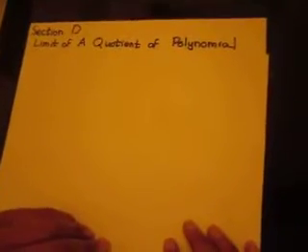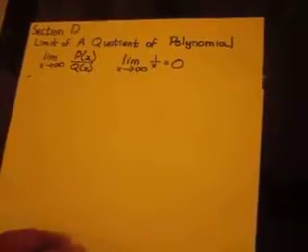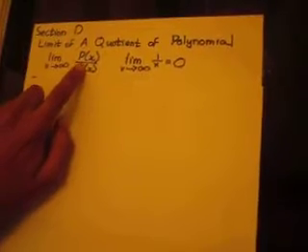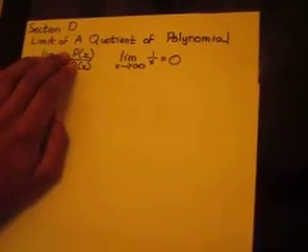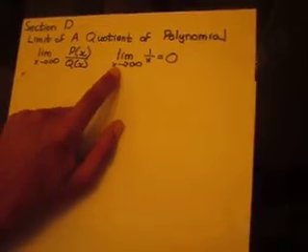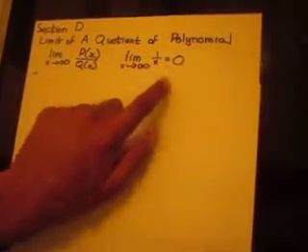Alright, section D, limits of a quotient of polynomials. So the limit as x approaches infinity of p of x over q of x, where they're both polynomials, then we use the theorem that the limit as x approaches infinity of 1 over x equals 0.